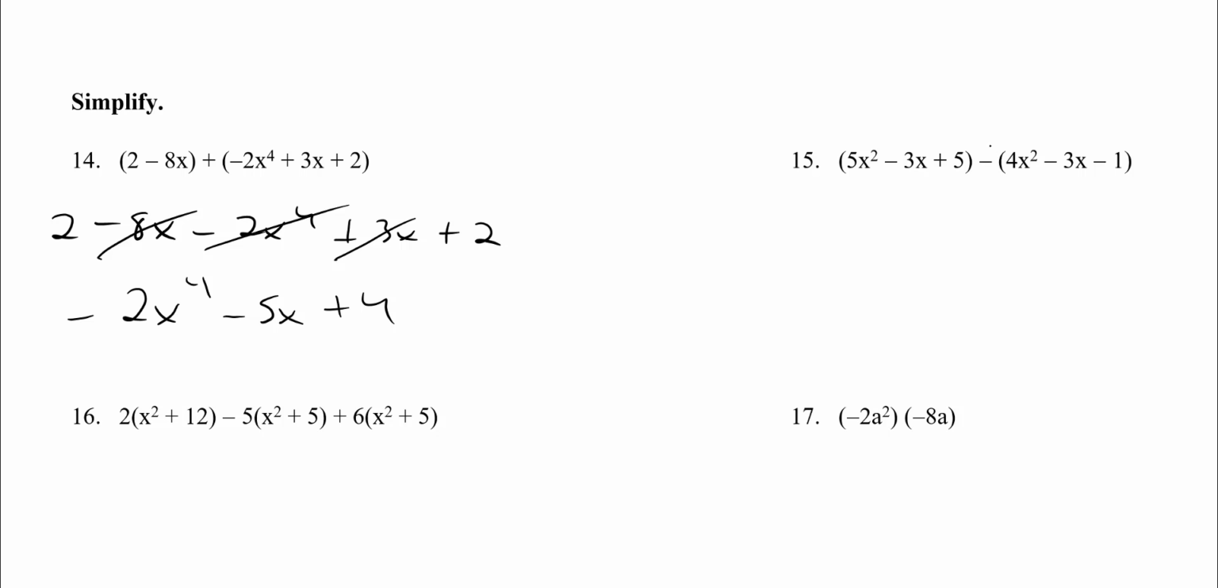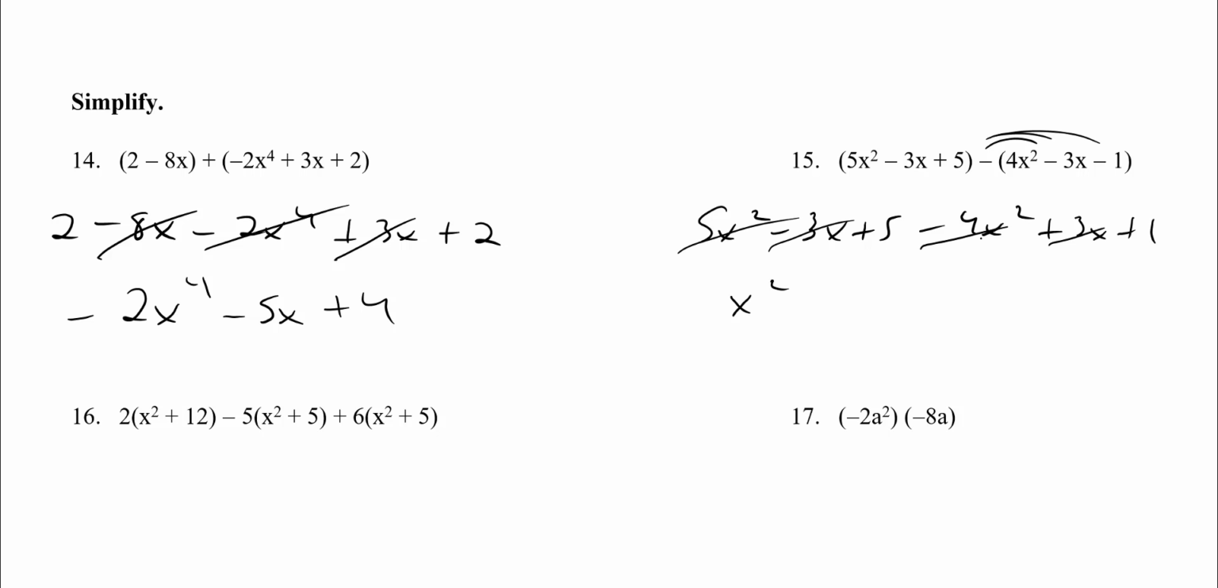Now this one, you got a negative. Make sure you change the sign of all three terms. So it's 5x squared minus 3x plus 5, and then it's minus 4x squared plus 3x plus 1. Okay? And then you combine like terms. 5x squared minus 4x squared is x squared. Negative 3x plus 3x, that just cancels. So that's done. And 5 plus 1 is 6. And there's nothing else I can do with that.